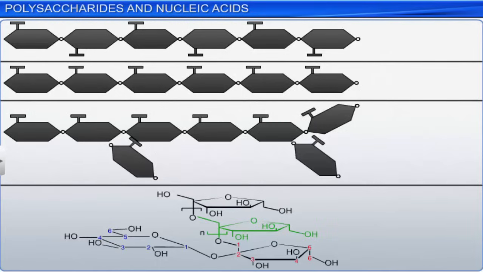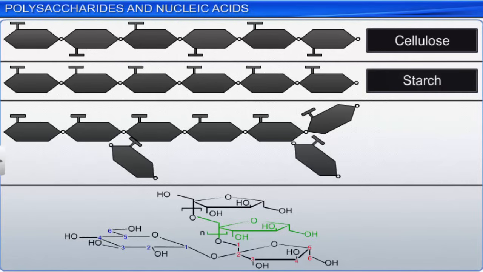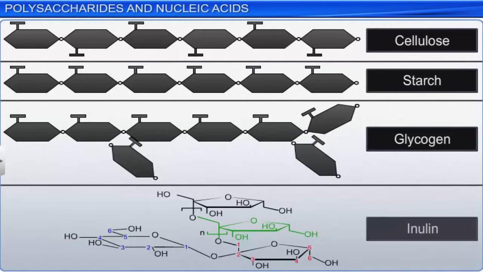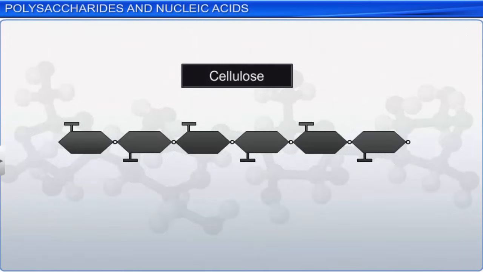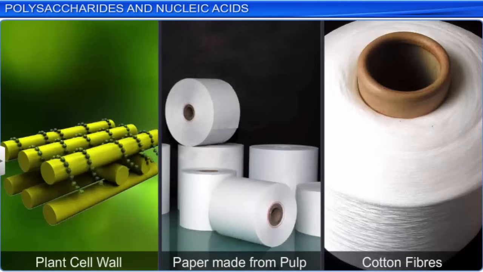Some examples are cellulose, starch, glycogen, and inulin. Cellulose is a homopolymer consisting of only glucose as a monosaccharide unit. Some examples of cellulose are a plant's cell wall, paper made from plant pulp, and cotton fibers.